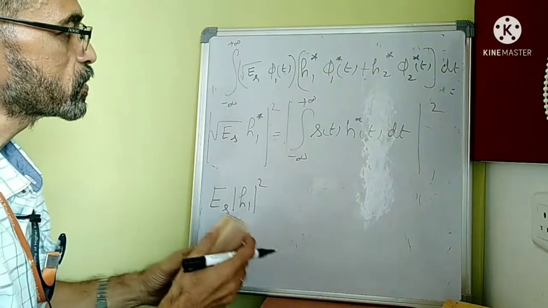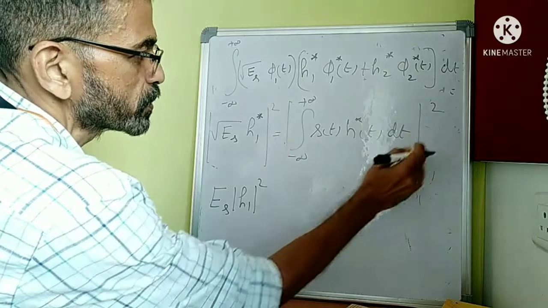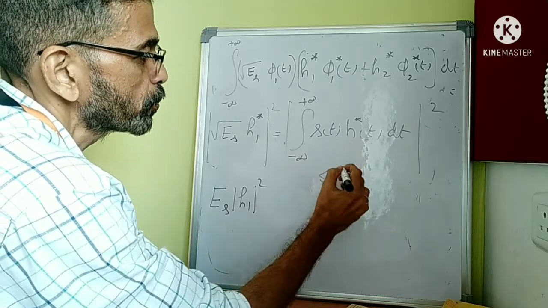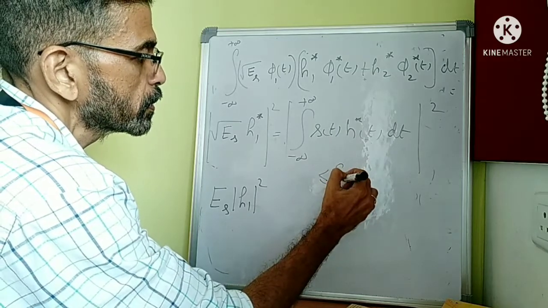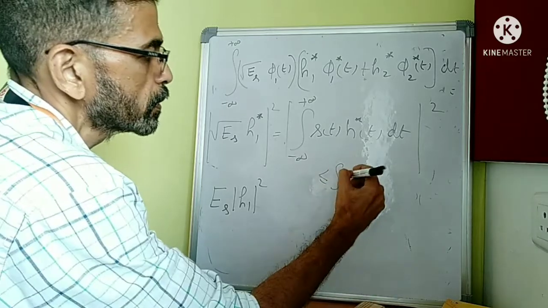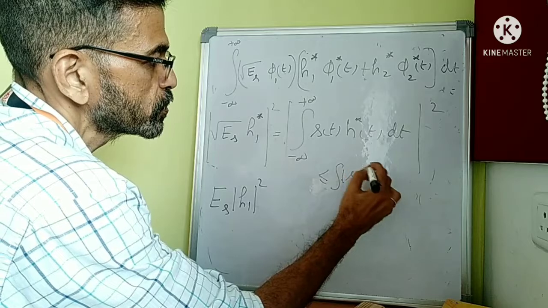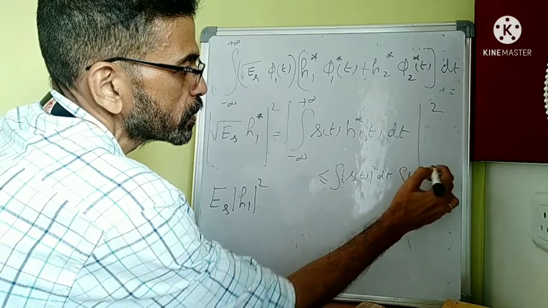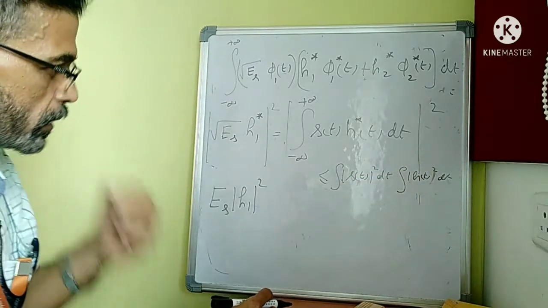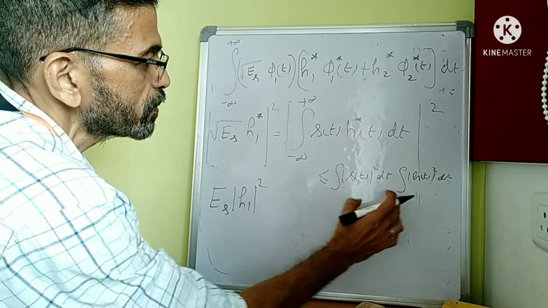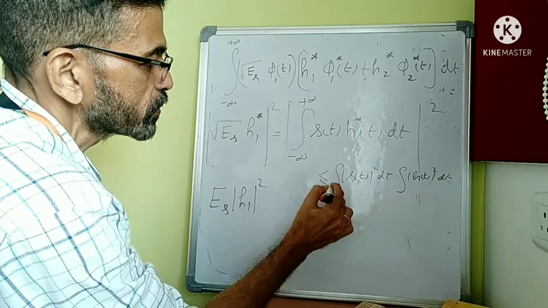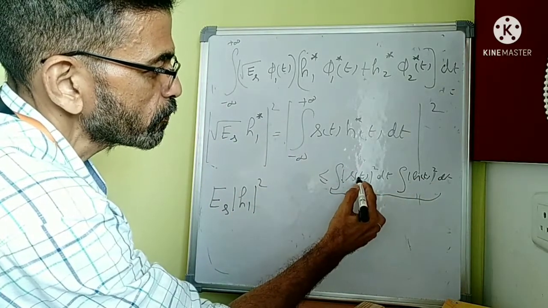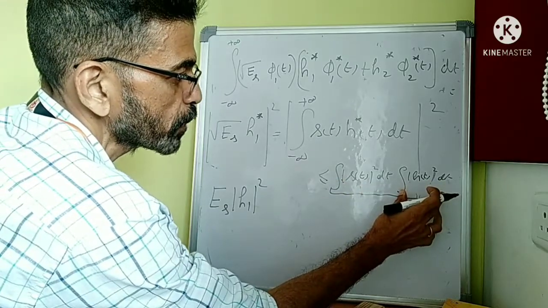And what the inequality says, I will just write it here, it's a continuation. What the inequality says is that it's greater than or equal to, I'm sorry, this is less than or equal to the integral of S(t) square dt into the integral of H(t) square dt. So now clearly when you calculate this, you will see that the energy of S(t) is what you have here and the energy of H(t) is what you have here.